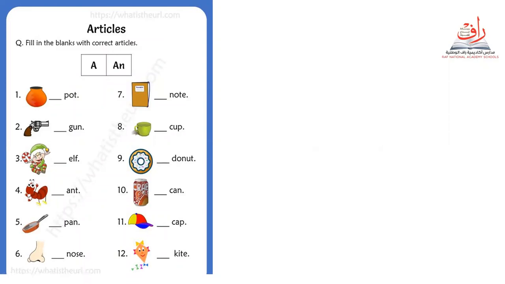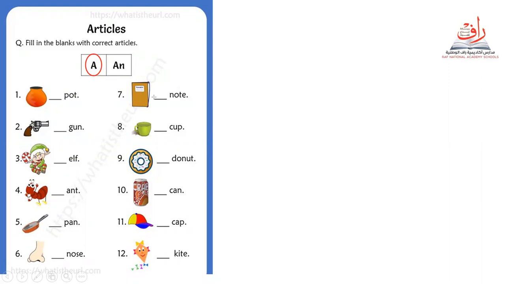When we were talking about the vowels, we mean that we should use the article an before the vowels. Let's remember what we were talking about in the class: before the vowels, we should put an, okay? And if it's not a vowel, it's a consonant, we should use a. Let's go to the exercise to understand what we are talking about. The first one, number one, let's read. I will read it, okay?